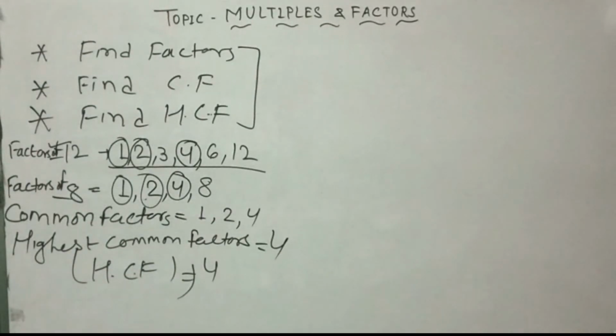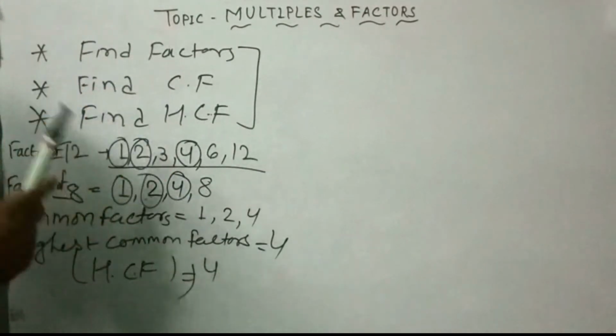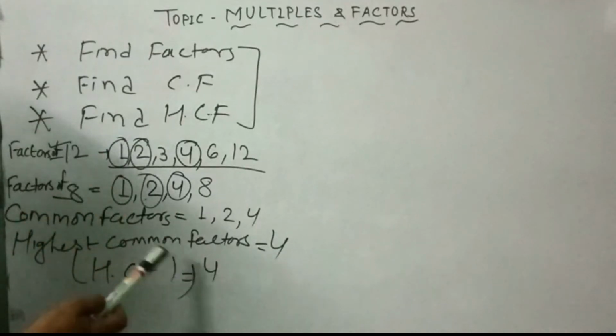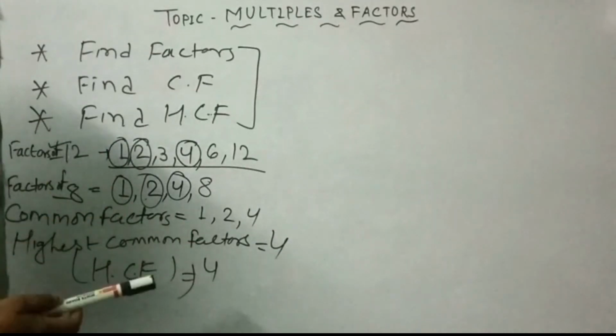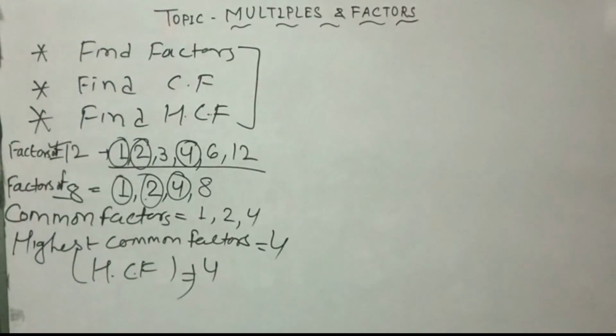For finding the highest common factor, we have to find the factors. Afterwards, we have to find the common factors. And at last, which number is greater among the common factors? That is the highest common factor. Okay. Now, students, in your book, one question is given: 3 is a factor of 8. You have to say, is it or not?